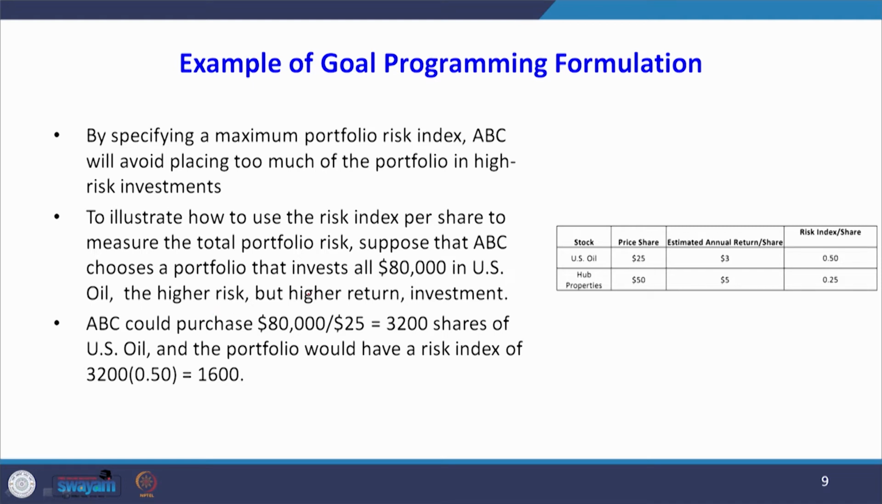So, how ABC could purchase $80,000 divided by $25, 3,200 shares of US Oil, and the portfolio would have a risk index of 3,200 multiplied by 0.5, 1,600. So, if the company invests all the money in US Oil, the risk is 1,600.